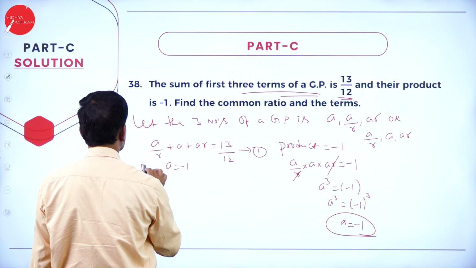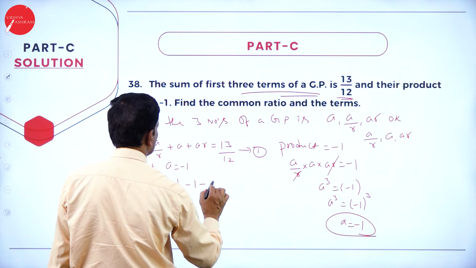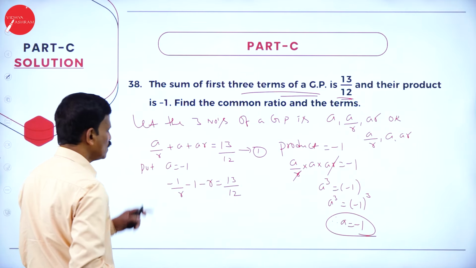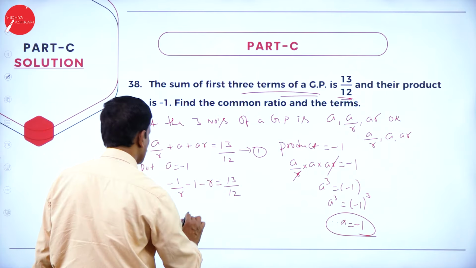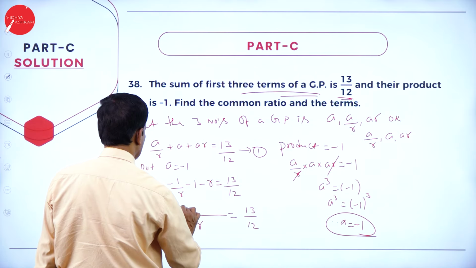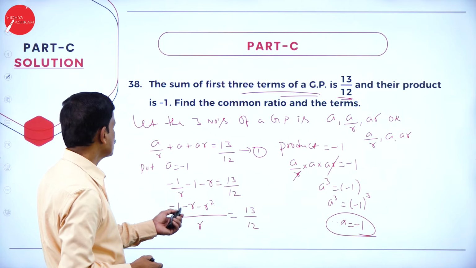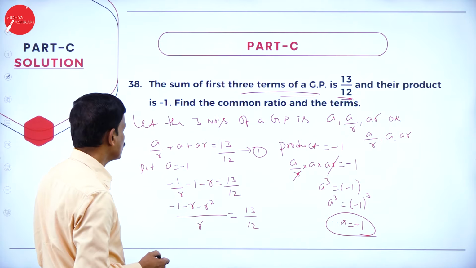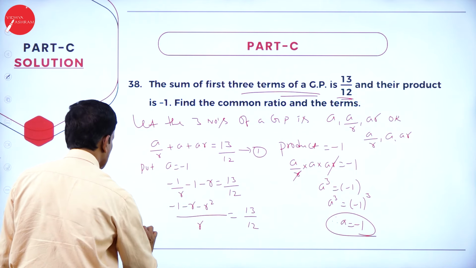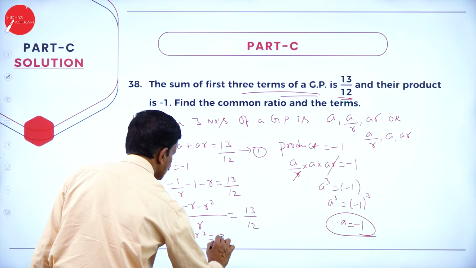So, if you put A is equal to minus 1, minus 1 by R, again A is minus 1, plus A is minus 1 into R is minus R is equal to 13 by 12. Minus 1 by R, minus 1, minus R is equal to 13 by 12. Take LCM here, R is the LCM, this right hand side is same, 13 by 12. Now, minus 1 into R is minus R, minus R square. Now, cross multiply, minus 1 minus R square by R is equal to 13 by 12. Cross multiply this. Okay. So, if you cross multiply, what happens? So, you will get minus 12 minus 12 R minus 12 R square is equal to 13 R.